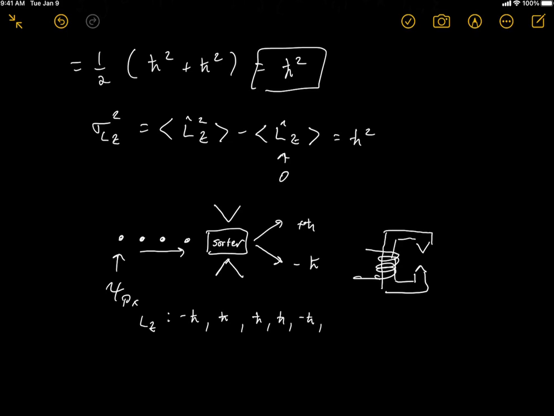And of course, if you do the statistics on a very large series of these measurements, you're going to get that the variance is going to be h bar squared. Okay, so that's the physical picture of this dual wave state when you have something that's not an eigenfunction of an operator.